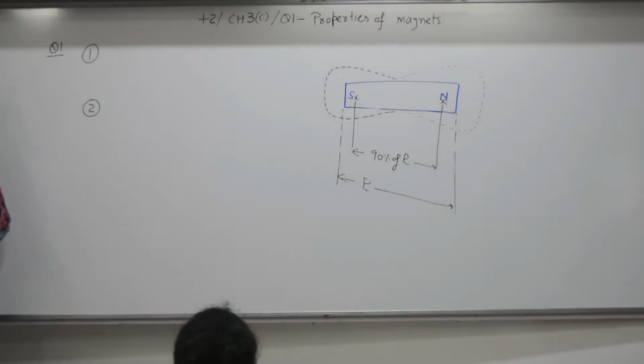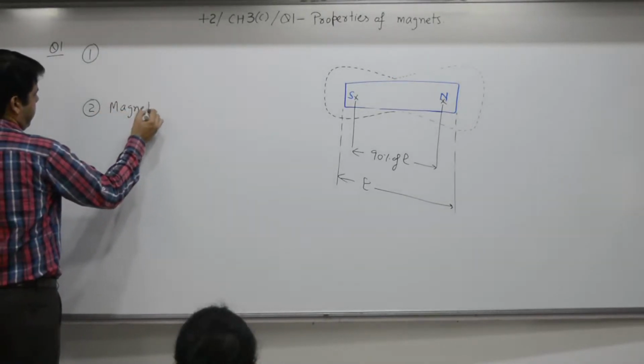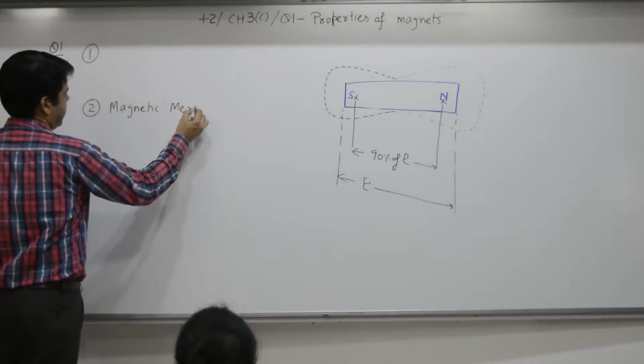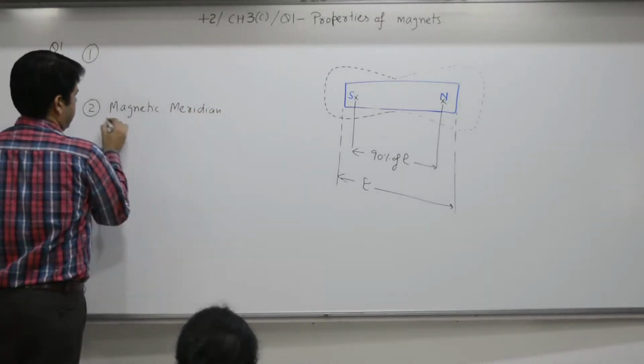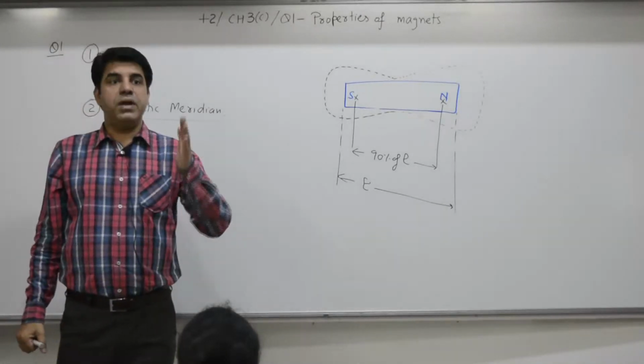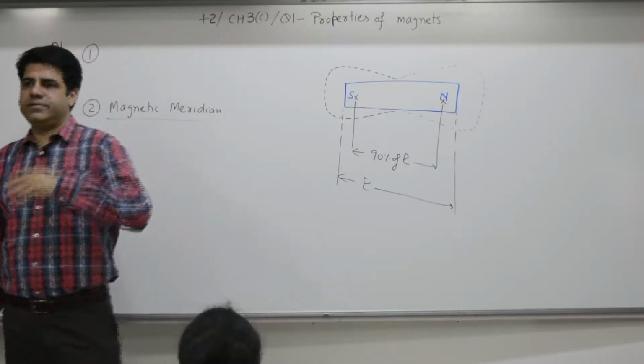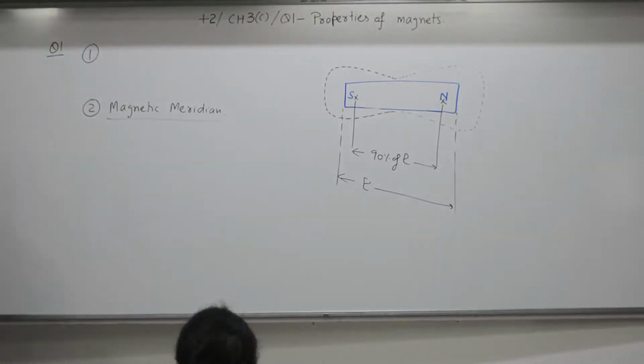Point number 2: what is the magnetic meridian? Is it a point, a line, or a plane? It is a plane. So, one objective question: magnetic meridian is what? Magnetic meridian is a plane. A vertical plane passing through the north-south line of a freely suspended magnet is called the magnetic meridian.